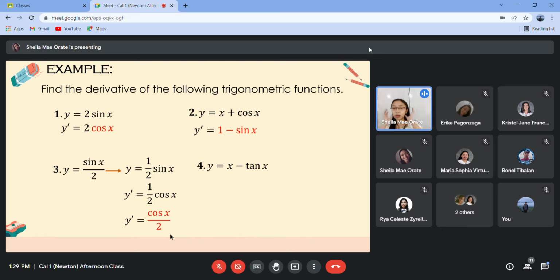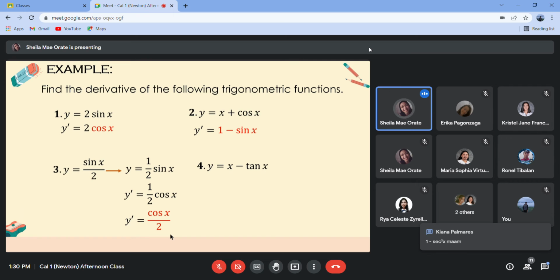So, now, how about this one? We have y is equal to x minus tangent x. What do you think is the derivative of our function here? What we apply here is the difference rule. What is the derivative of x minus tangent x?